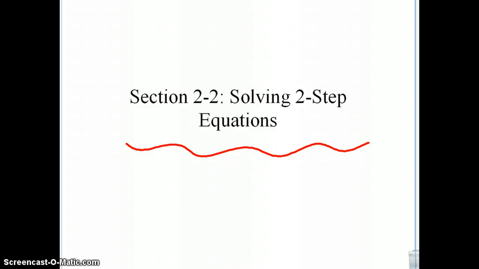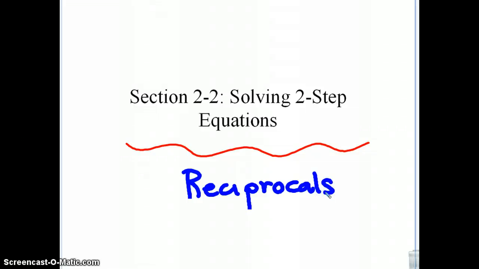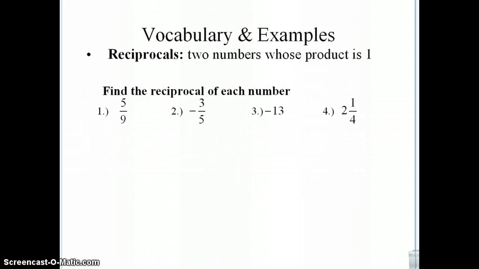Today we will continue solving two-step equations, and we will be using reciprocals. With that thought in mind, we have to remember what reciprocals stand for: two numbers whose product is 1, and we also want to remember product means multiply.